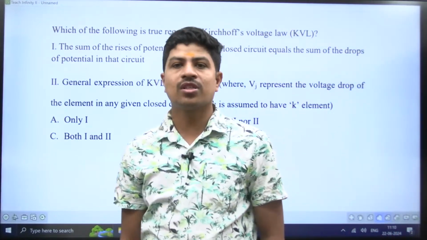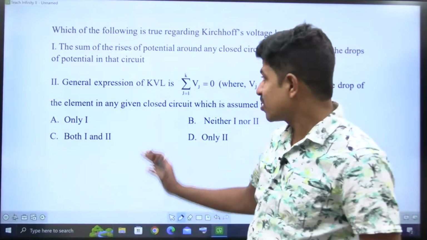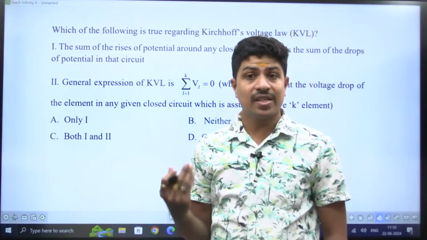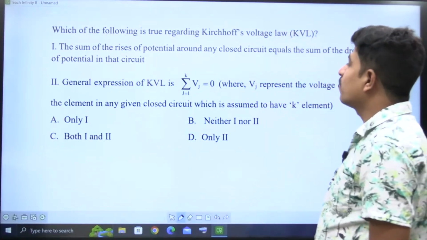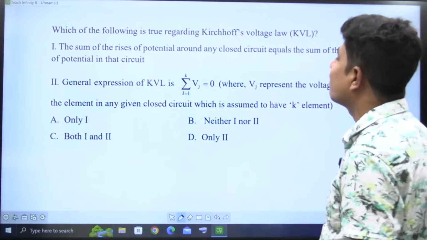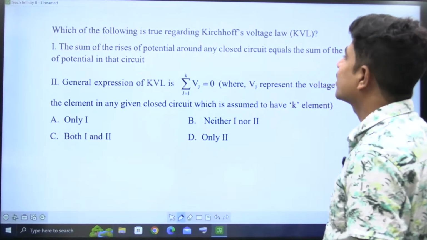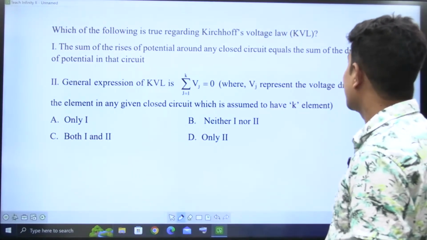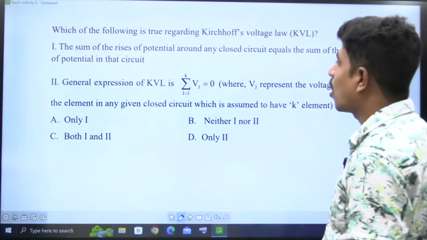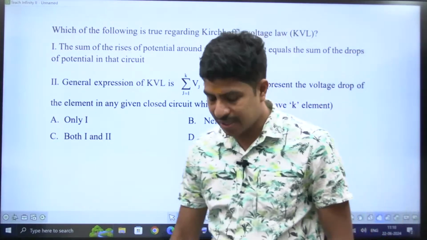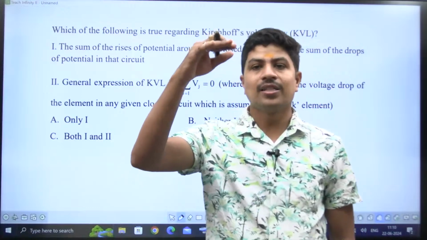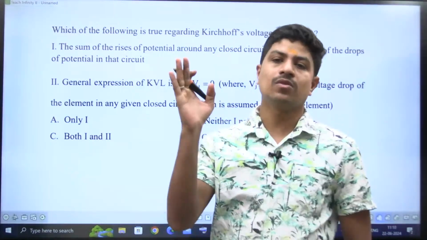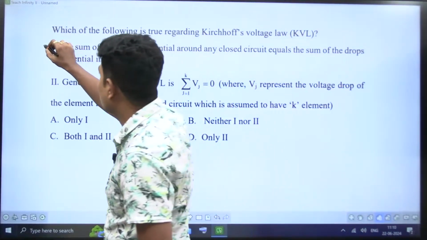Next question is from network analysis. The question looks very big, but it is very simple. Read the question carefully. Which of the following statements is true regarding Kirchhoff's voltage law? KVL, what is it saying? The sum of the rises of potential around any closed circuit equals the sum of the drops of potential in that circuit. Very simply, taking a closed path, the sum of the voltage sources supply is equal to the sum of the drops. Point number 1 is absolutely correct.